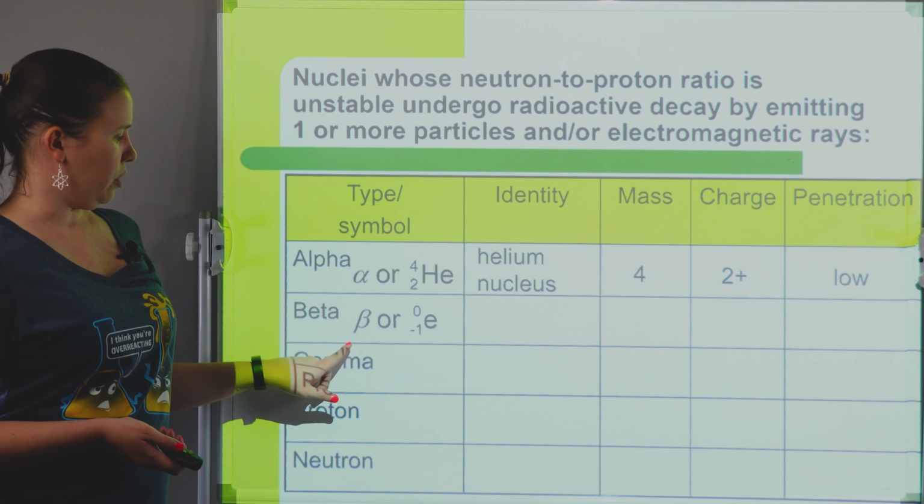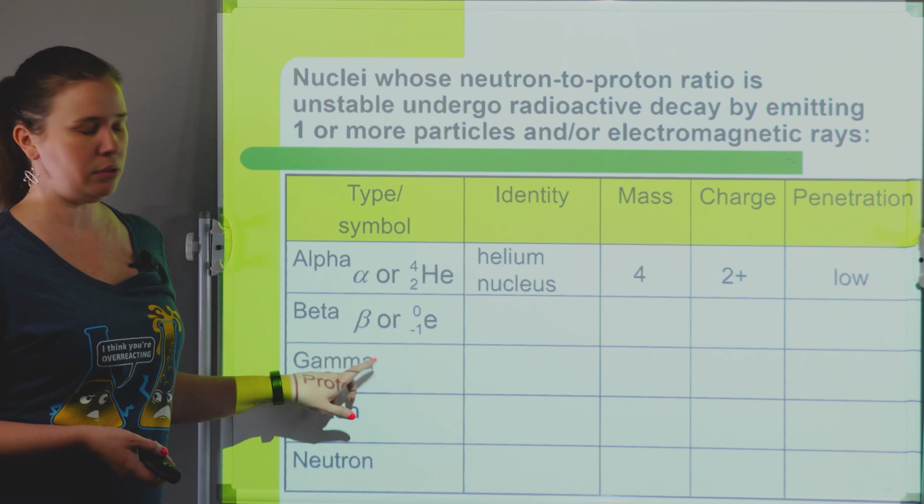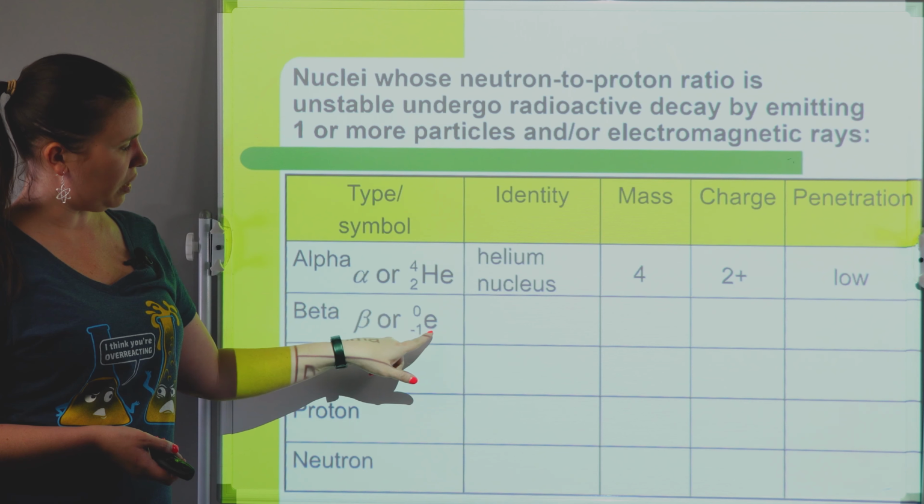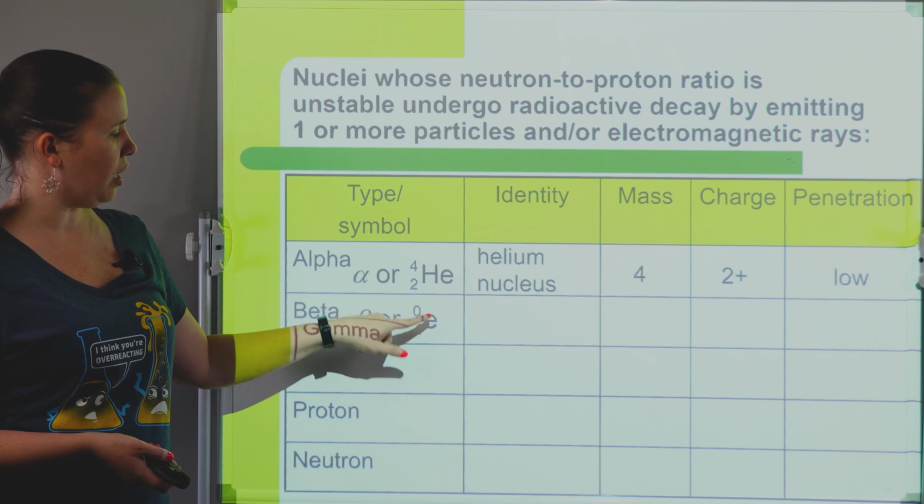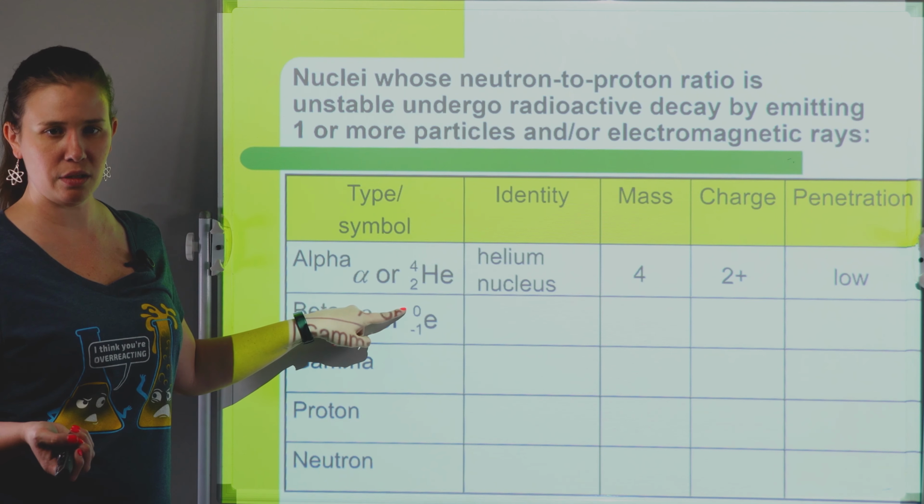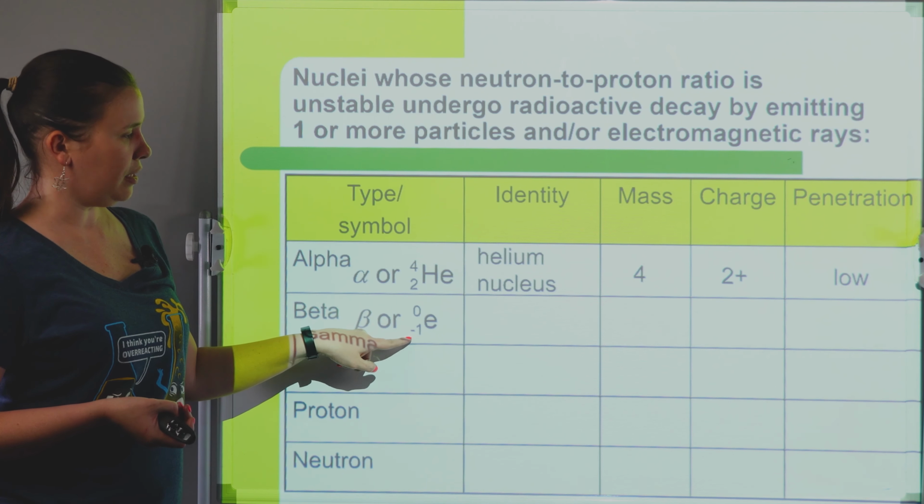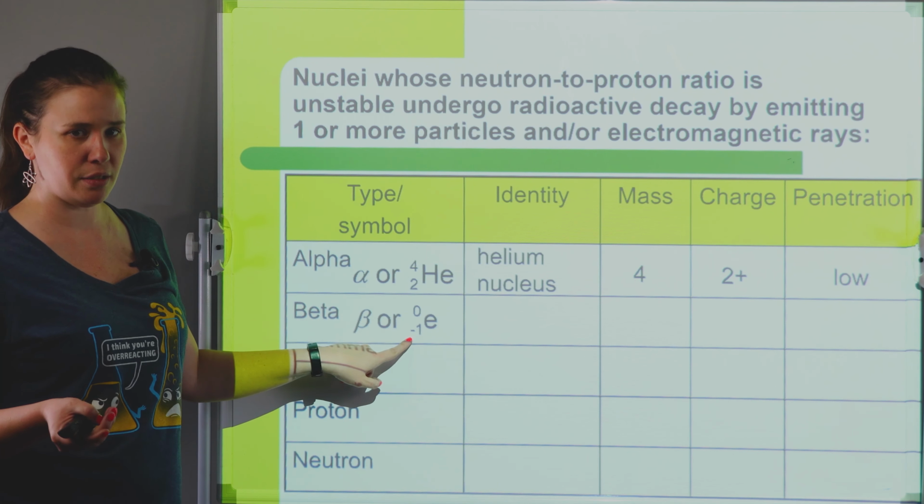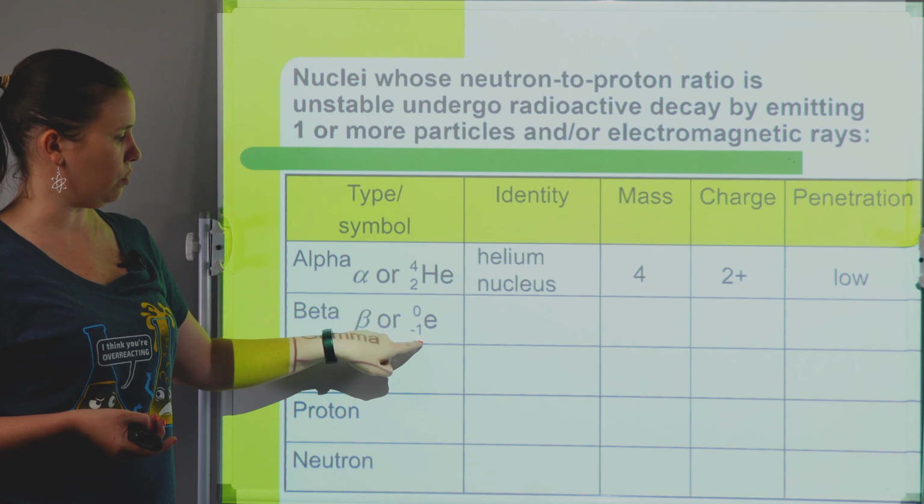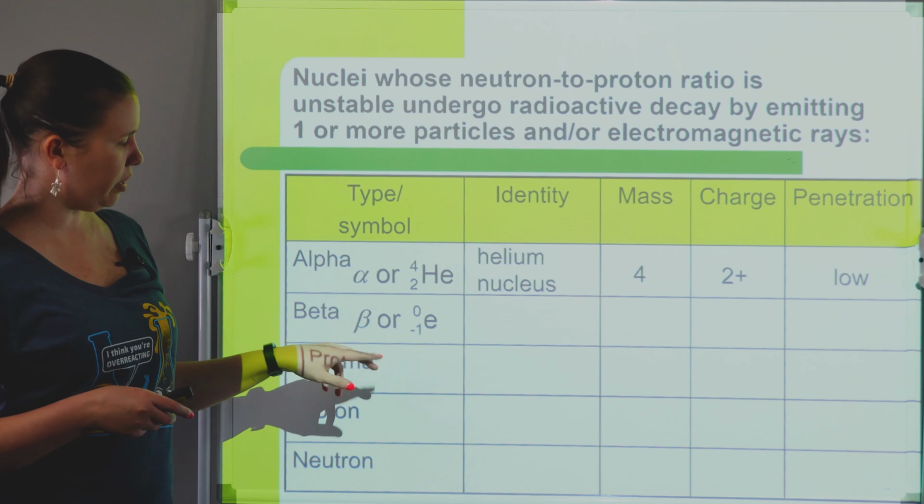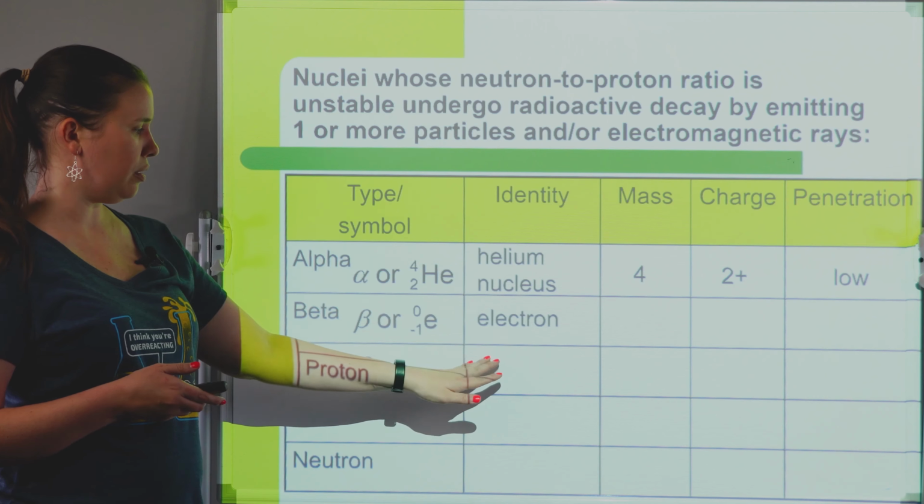Now let's look at our beta particle. So the beta Greek symbol, or I can use my electron, which would not have a mass if we rounded to the nearest whole number. And then it kind of is the opposite of a proton, right? So we can use a -1 to denote that in the atomic number spot. So this is our symbol for the electron.